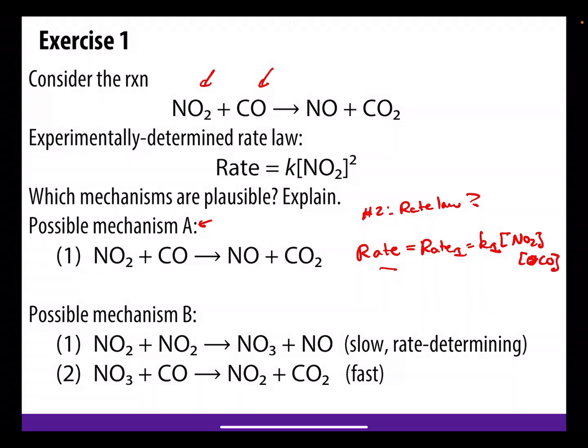But that doesn't match experiment. The experimental rate law is that it's second order in NO2 and 0 order in CO. So this doesn't match experiment, and so this is not possible because of that violation, because this rate law, first order in each reactant, doesn't match experiment. Experiment showed that it's actually second order in NO2 and 0th order in CO.